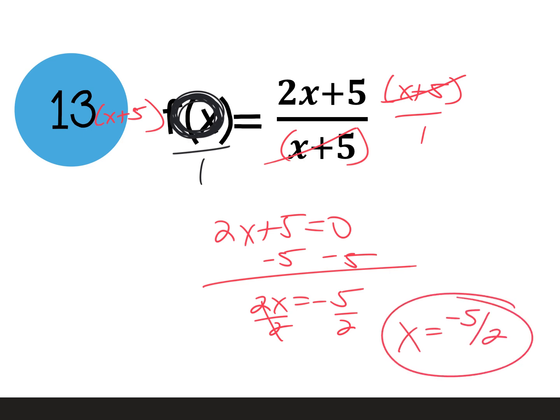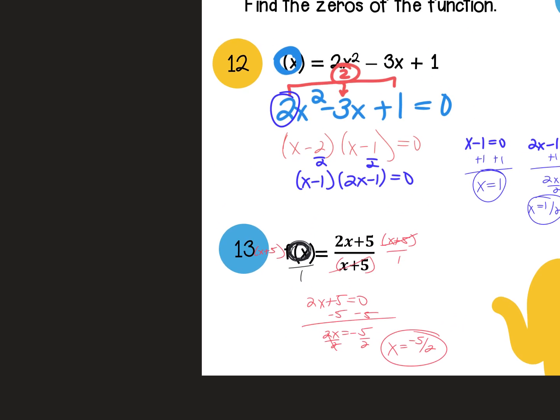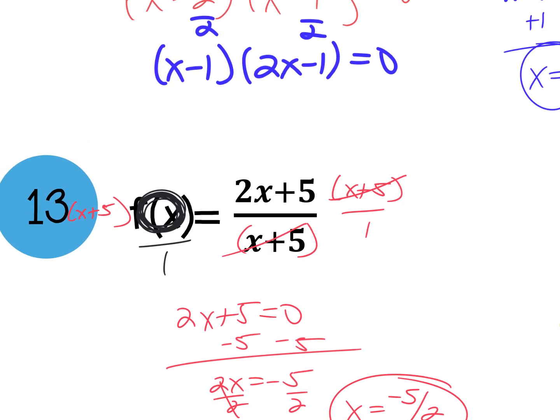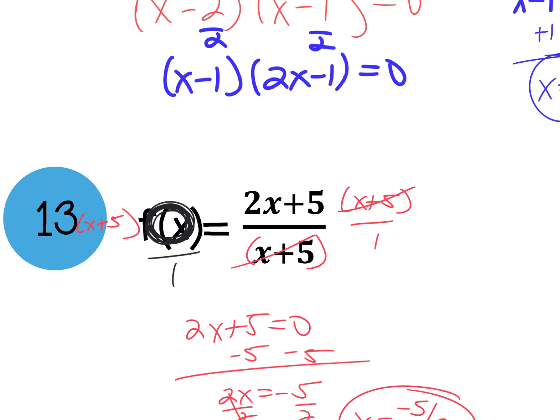How could I tell from the very beginning for number 12 that I was going to have 2 answers, and for number 13 I was only going to have 1? Highest exponent you see in number 12 is 2. What's the highest exponent you see in number 13? 1. Little trick, guys. Anytime you have a denominator, like a fraction like this, and they ask for the zeros, all you have to do is set the numerator equal to 0. But if you don't see that, no big deal. Just multiply both sides by the denominator and it'll cancel.